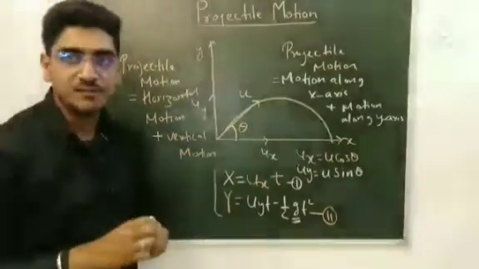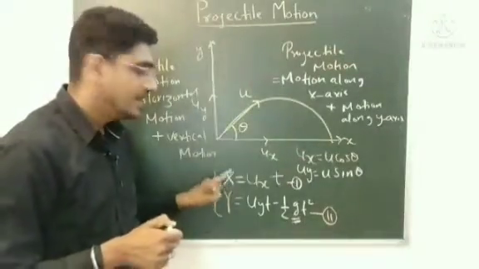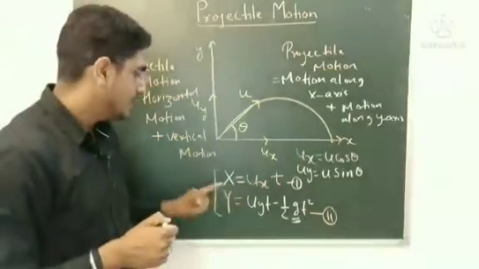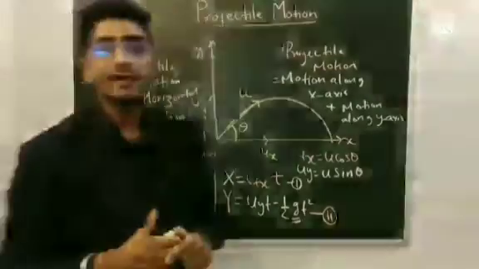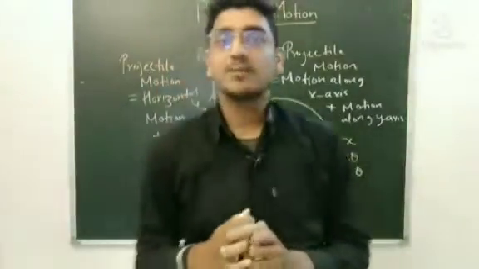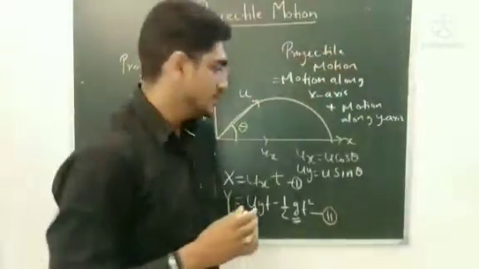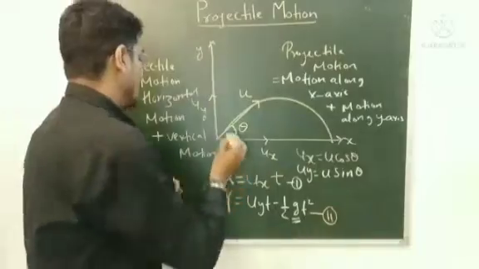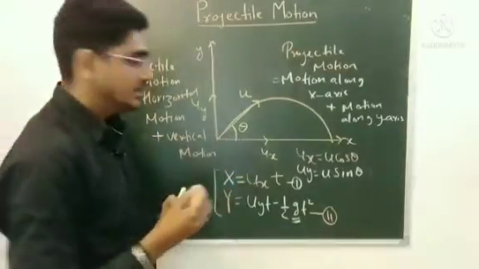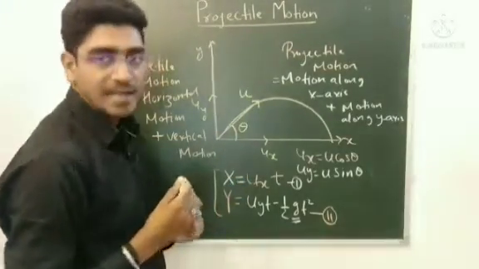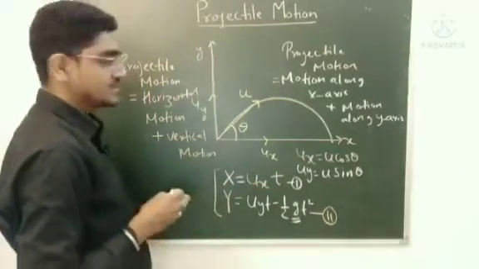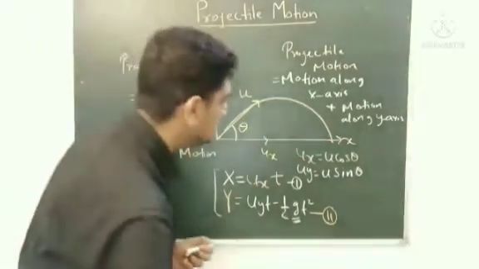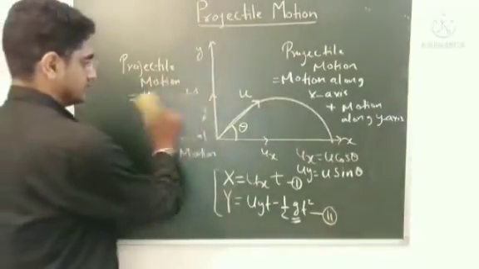If we write down the equation for the x-axis, x equals ux into t, and y equals uy t minus half g t square. Alright. Now we can derive the different terms for the projectile. First we have seen how we derive the time of flight for the projectile. So let us discuss the time of flight.